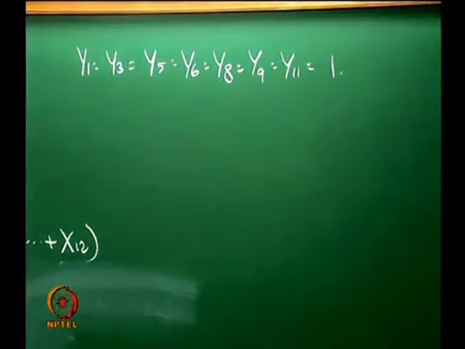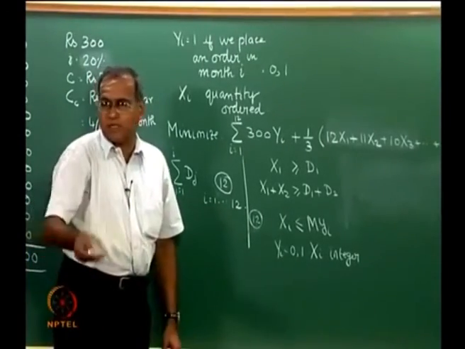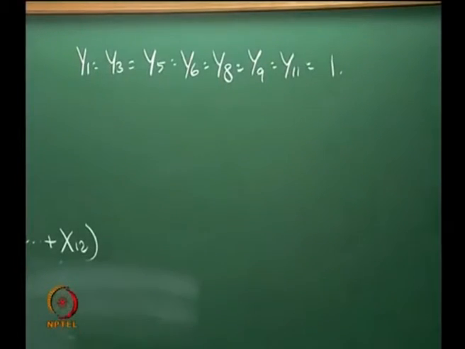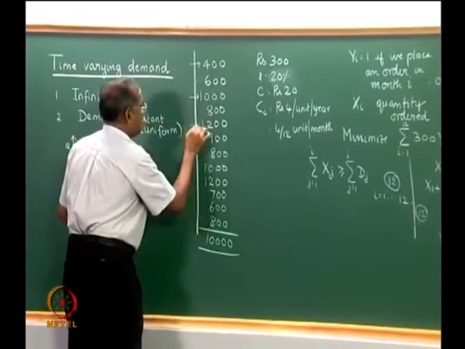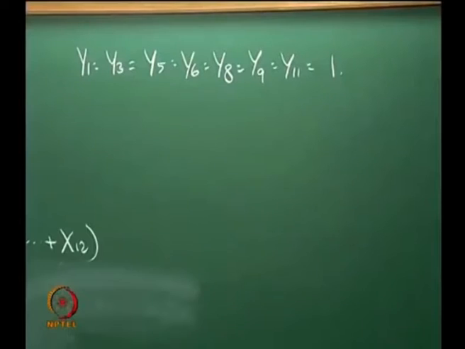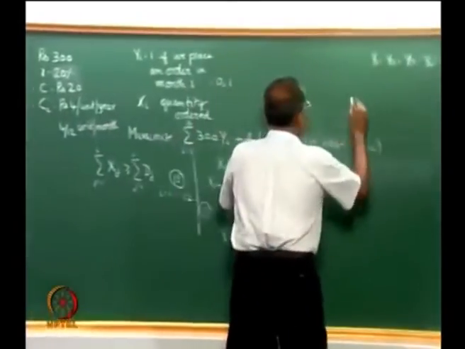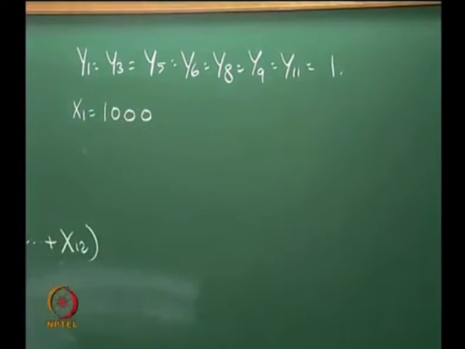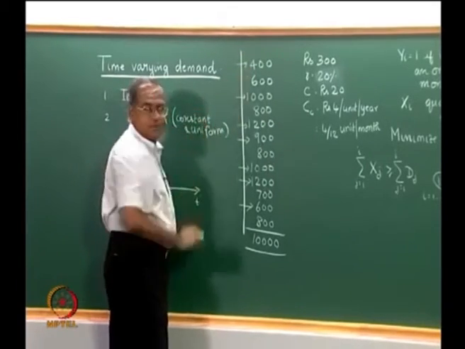What are the order quantities? Of course, the solution would also throw the excess as a variable which will be there, but the moment we know the y's we also know the x's, because I am placing an order here, I am placing an order here at y3, placing an order at y5, placing an order at y6, placing an order at y8, placing an order at y9, and I am placing an order at y11. So obviously my order quantities are x1 equal to 1000, because I am not ordering in this month, I am not ordering here. So the order quantity here is the sum of these two.